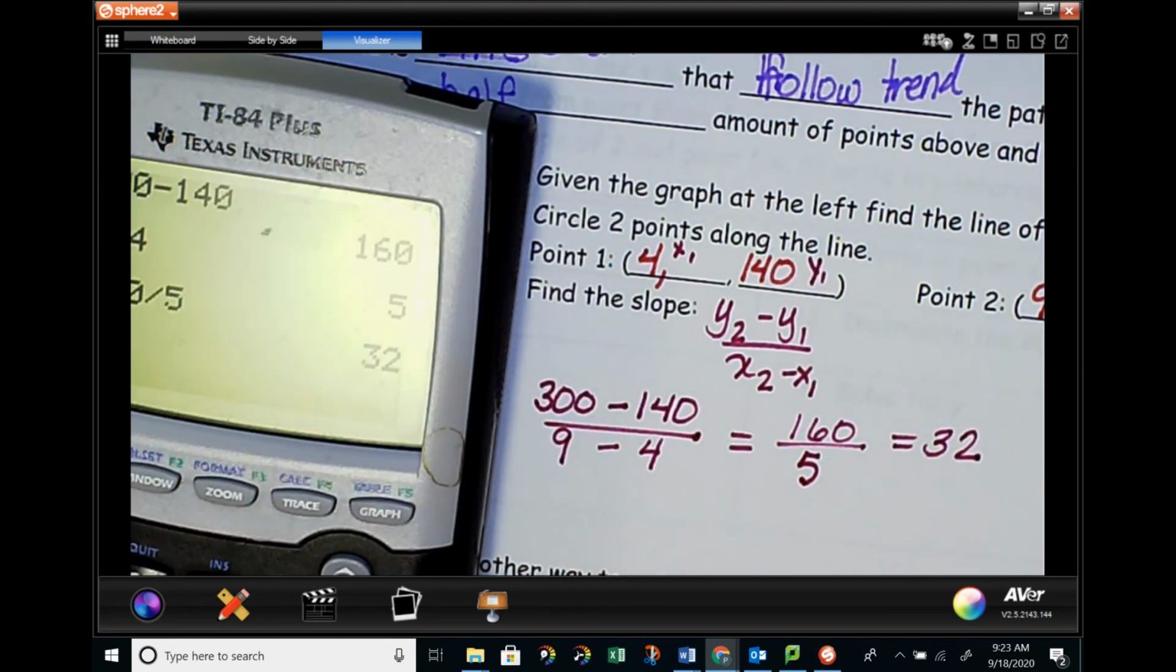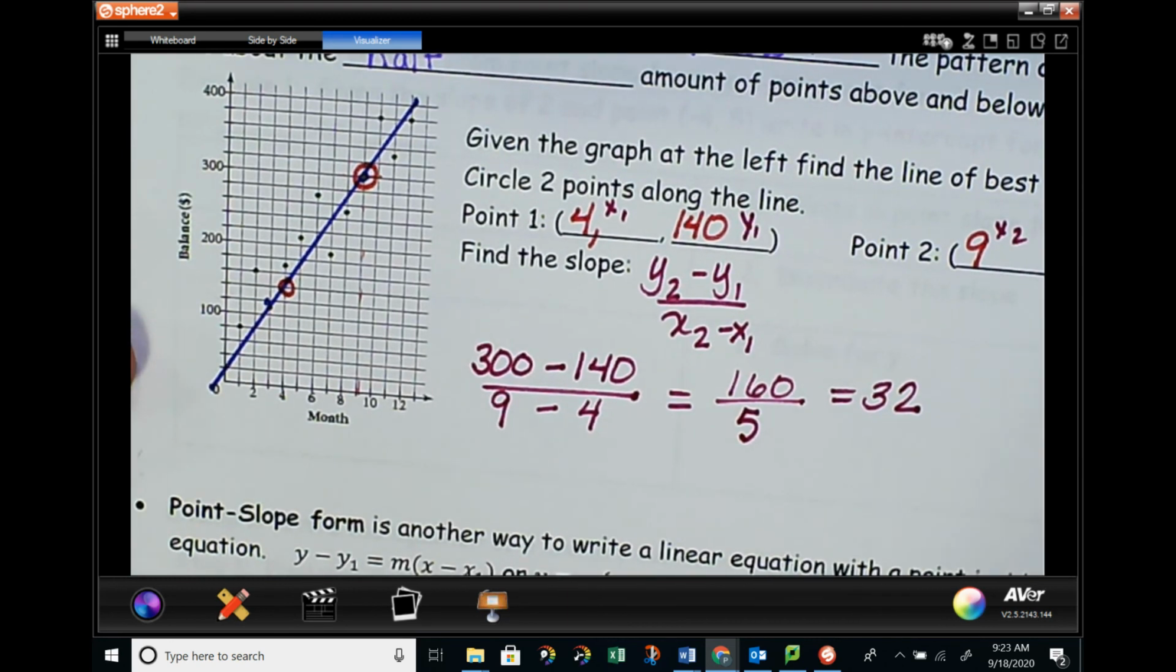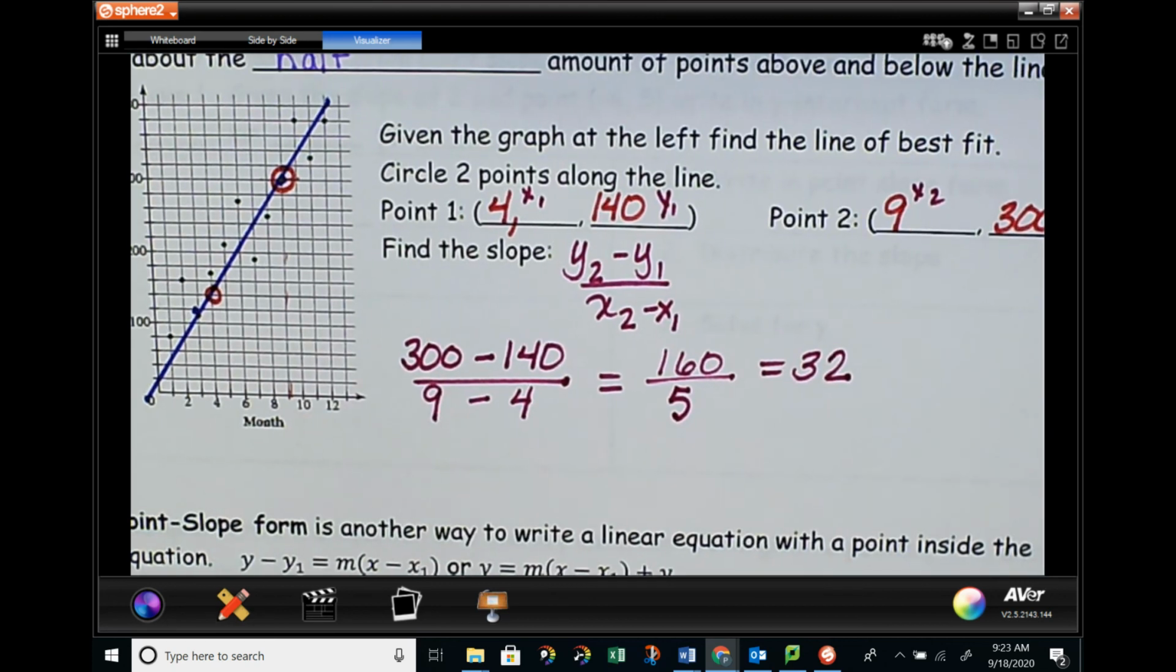That's my slope. Now I'm going to find that equation. This is how to draw a trend line and find the slope. I'm going to walk you through how to actually find the equation using point slope form. That's the information on how to draw your trend line and find it. Your next video is on point slope form.